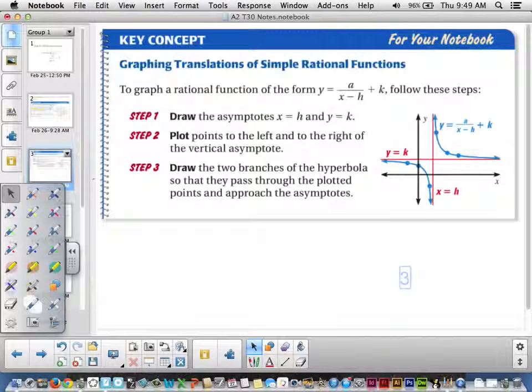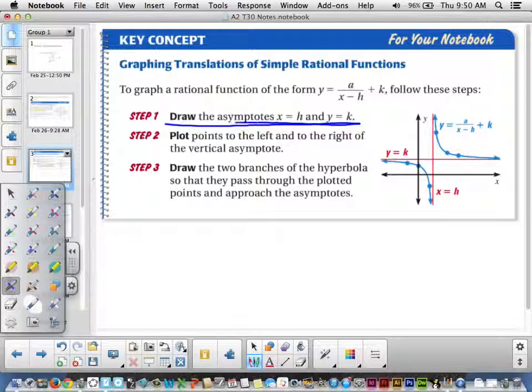Now what happens when you have the h and the k? Just like in any other function, when you add something to the x, it's going to shift it left or right. And when you add something outside of the function, it's going to shift it up or down. So the h and k are the shifts, left, right, up, or down. So to graph these, we're going to see what our shifts are, and that's going to tell us what our asymptotes are. So find your shifts and draw your asymptotes in those locations.